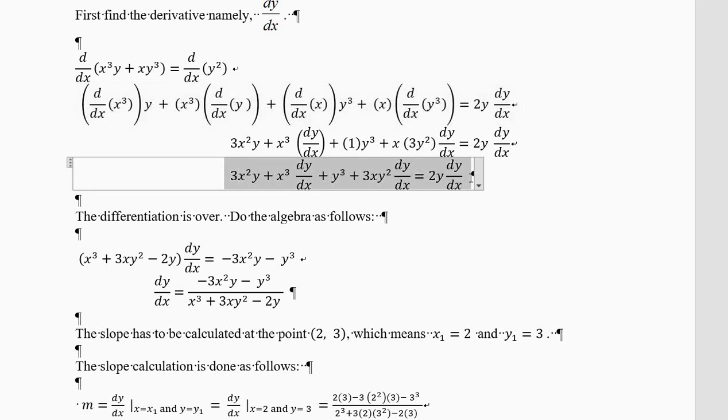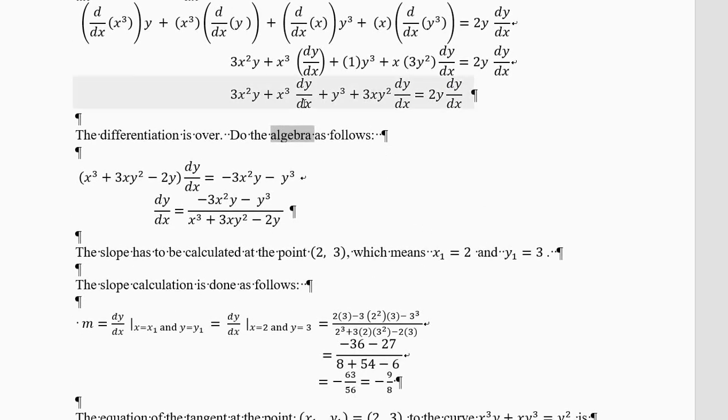Now the derivative is to be squeezed from this using algebra. Differentiation is over. We have to focus on the algebra now. Now keep dy by dx on the left. What do you have? X cube plus 3xy square. This 2y will become minus 2y when it goes from right to left, and this 3x square y and y cube will go on the right and acquire a minus sign. When things go from one side to the other, the sign changes to the opposite. Dy by dx equal to minus 3x square y minus y cube divided by x cube plus 3xy square minus 2y.